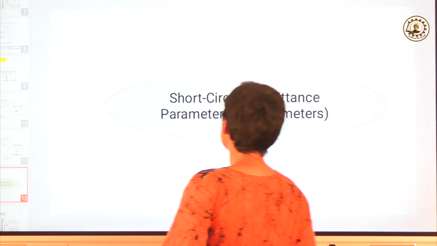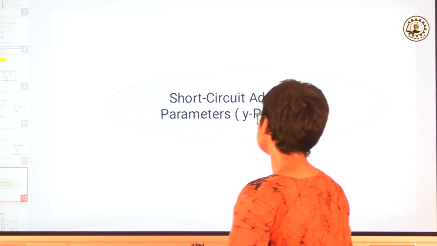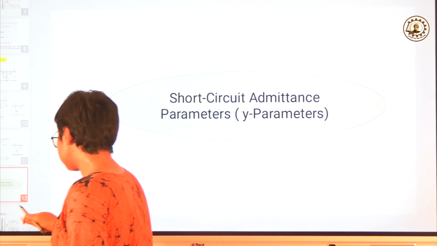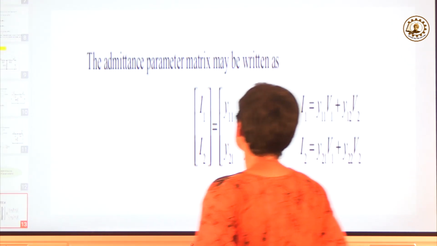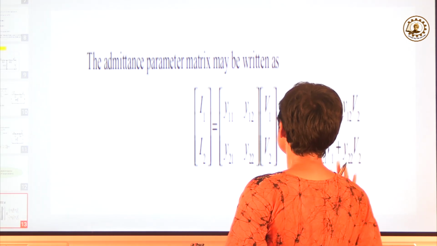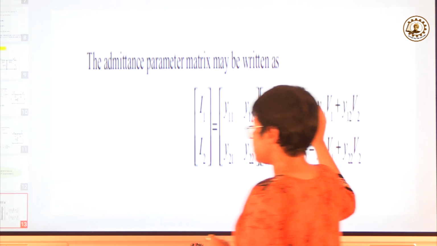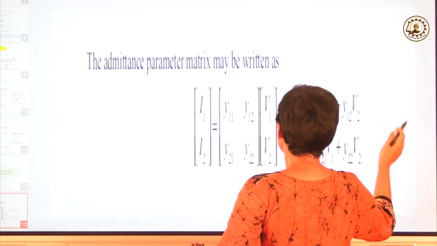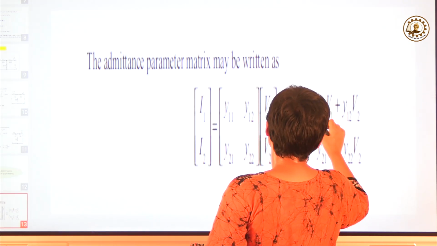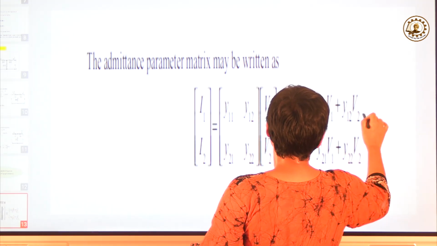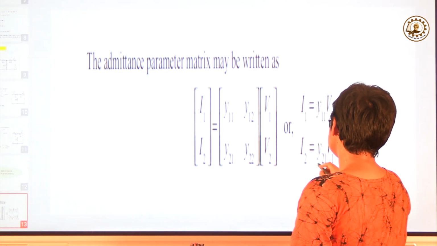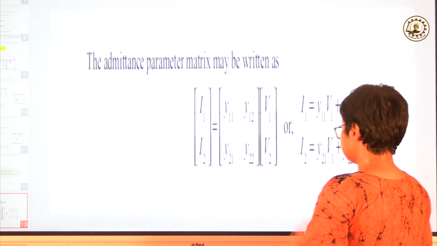Next is short circuit admittance parameters, or Y parameters. Again, the name is short circuit admittance parameters. First of all, the variables are dependent on each other. Now current is a dependent variable and voltage is an independent variable. Since I1 is dependent on both V1 and V2, we can write I1 equals to Y11 V1 plus Y12 V2, like Z parameters. Similarly, I2 can be written as Y21 V1 plus Y22 V2.